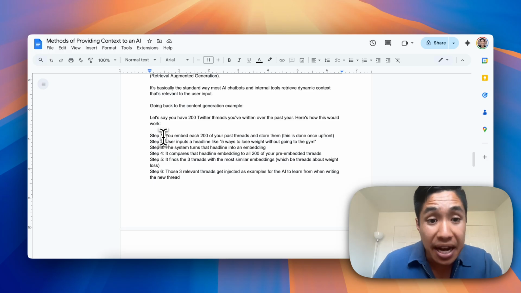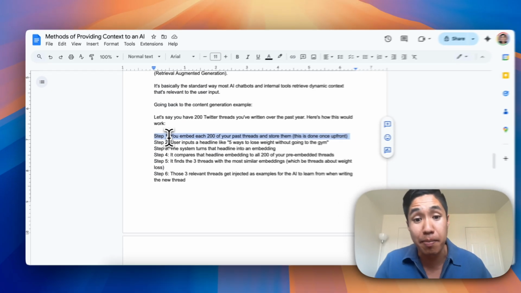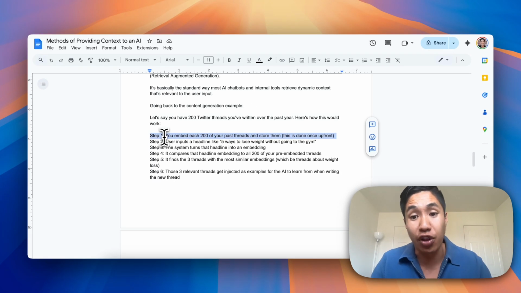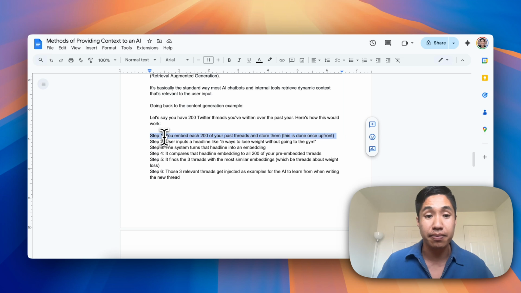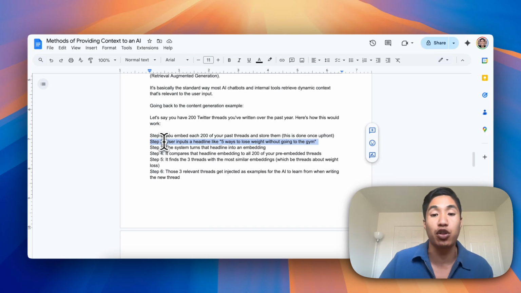So anyways, back to step one. You embed each of your 200 past threads. So again, we're gonna have 200 embeddings now, one for each thread, and store them, okay? And this is just done once up front. Step two, a user then inputs a headline like 5 ways to lose weight without going to the gym. So this is what I want the thread to be about.